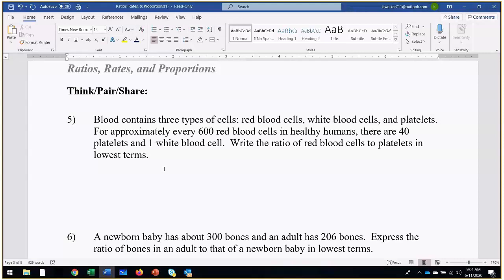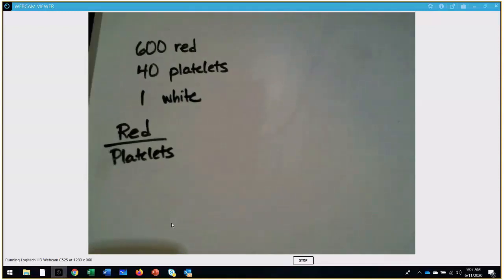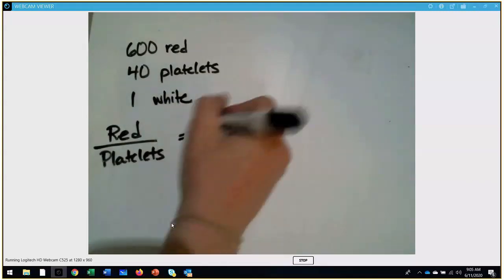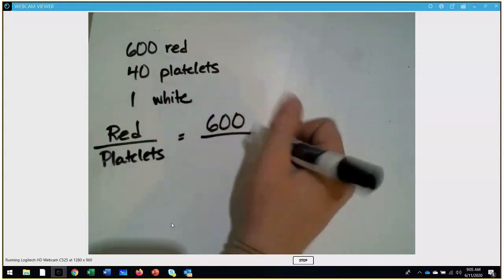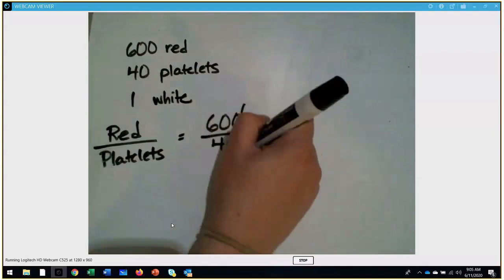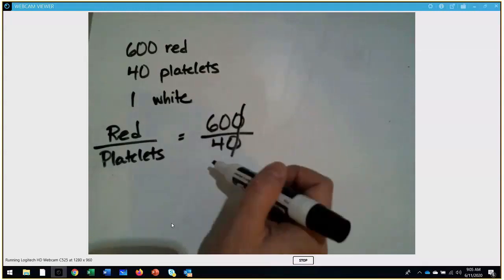And then they want red to platelets. Did they ask for white blood cells? Nope, so you don't even need it. Just extra information. Let's set it up. So we need the red over the platelets. Okay, the zeros can cancel out right away. And then we've got 60 over 4, and we just need to figure out what we can divide those both by.